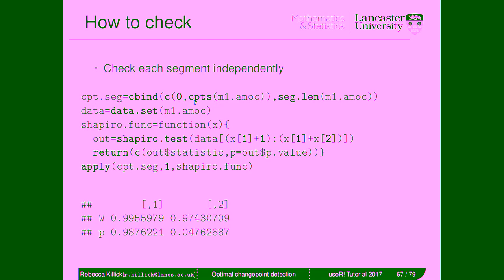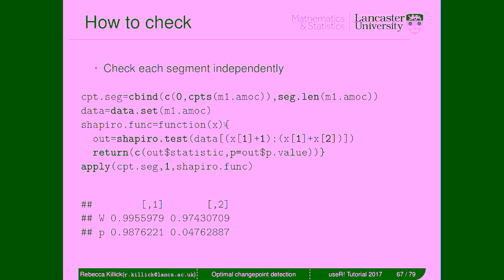To check each segment independently first, I'm going to create a variable here called cpt.seg, and basically I'm going to take the change points from my data and add on the 0 at the start of that change point list. So this gives me just the change points in my data. I'm adding 0 onto the front of it just so that I can look at that first segment more appropriately. And then seg.len here is the length of the segments next to it. So 0 plus seg.len is my first segment, and the first change point plus seg.len2 is my second segment, etc. You don't have to do this, but I'm just going to take out the data here, mainly so that this all fits on one slide.